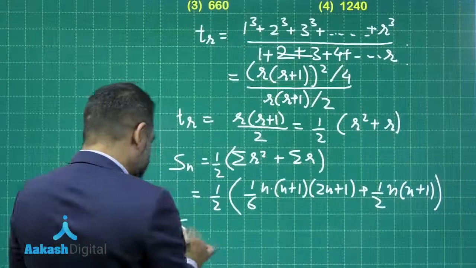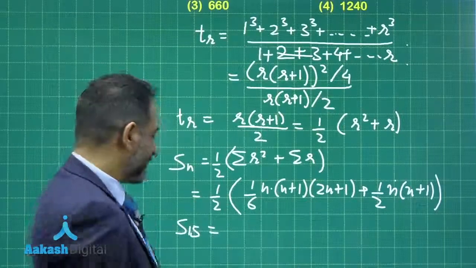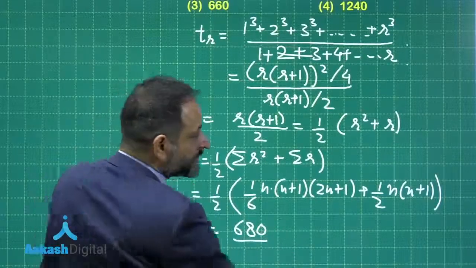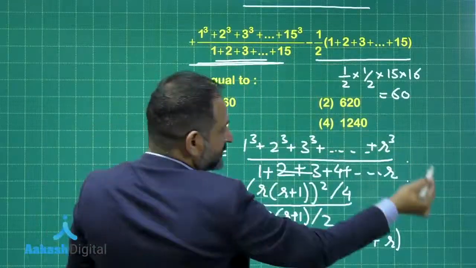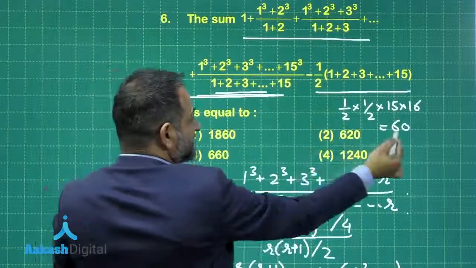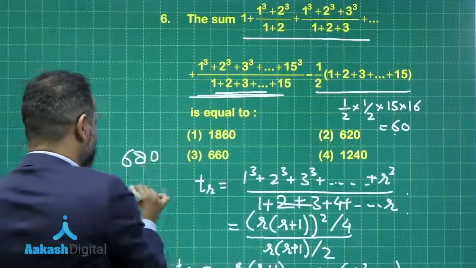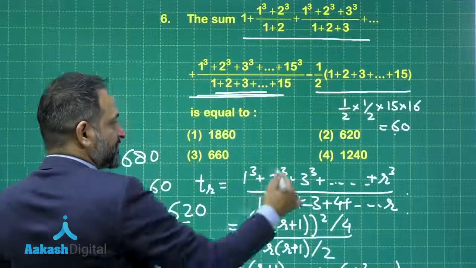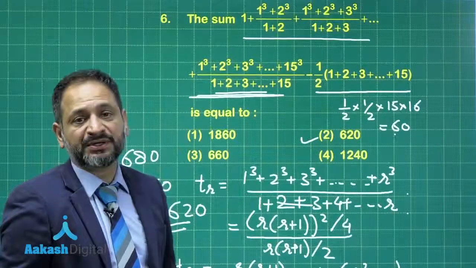So now by putting n is equal to 15, you will get the value from here, and that will be equal to 680. Now you can check it out here. The sum of this series up to 15 terms is equal to 680 and this is 60. So the answer is the difference of 680 minus 60, which is actually equal to 620. So the second option is the correct option for us. Let us move to the next problem.